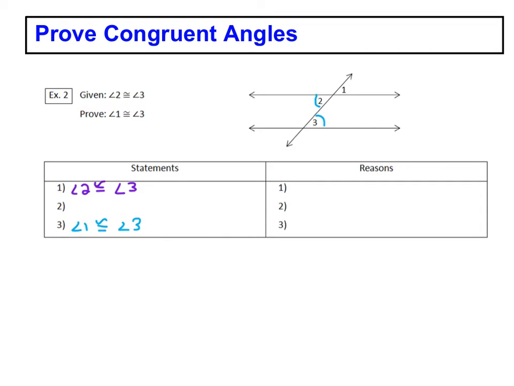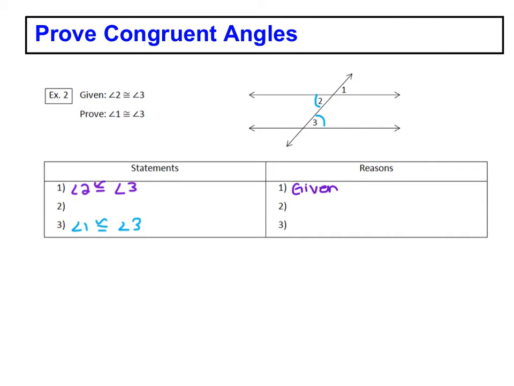So for the first one, how did we know that angle 2 was congruent to angle 3? That was given to us. And now what else can we say here? If you look at the picture, we also have this angle 1 out here. We want to prove that angle 1 and angle 3 are congruent, but angle 1 and angle 2 are formed by intersecting lines and they are across from each other.